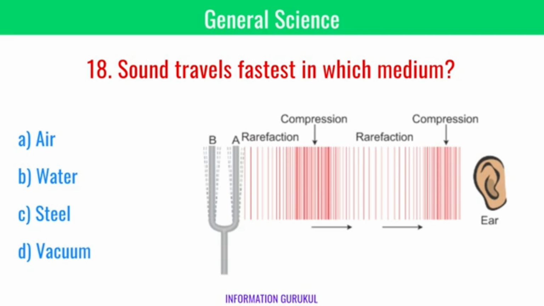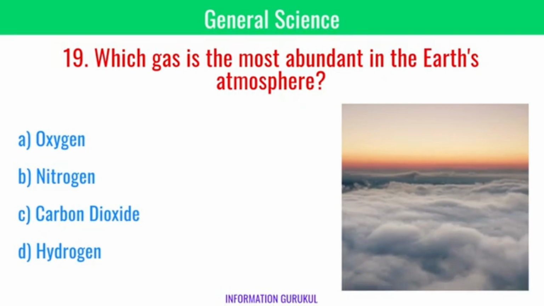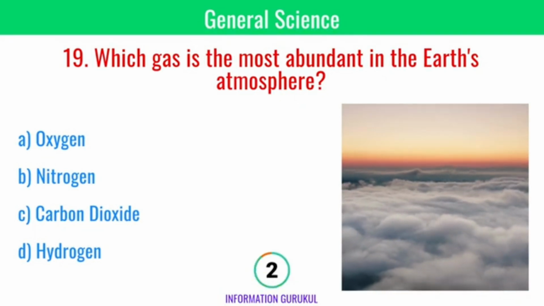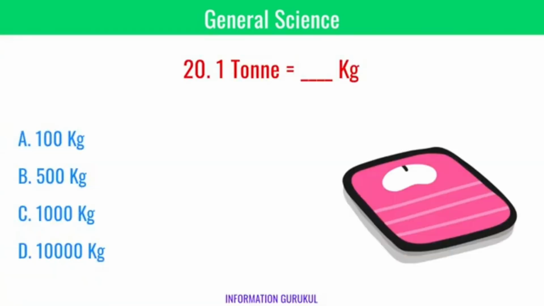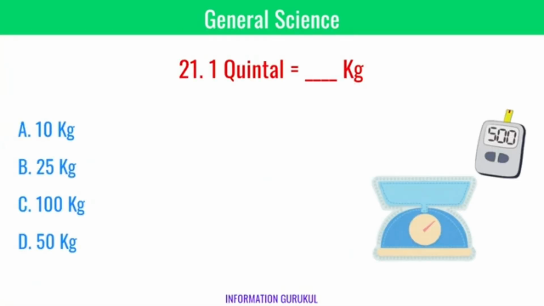Sound travels fastest in which medium? Steel. Which gas is the most abundant in the Earth's atmosphere? Nitrogen. 1 ton equal to how many kg? 1000 kilograms. 1 quintal is equal to how many kg? 100 kilograms.